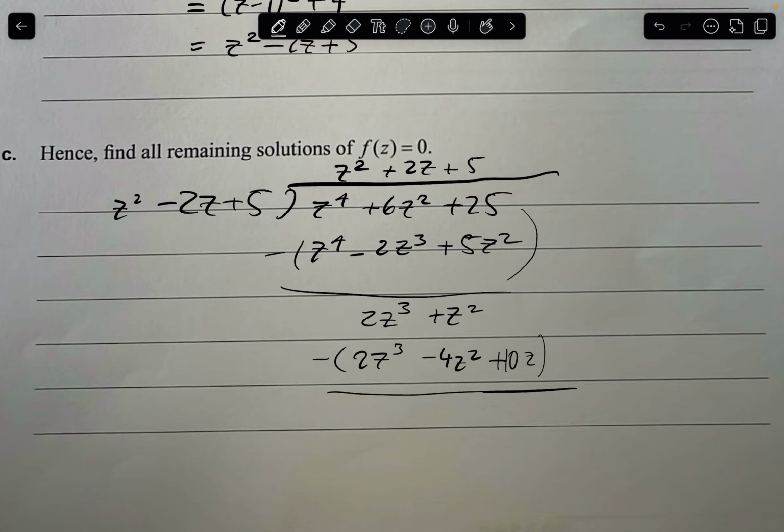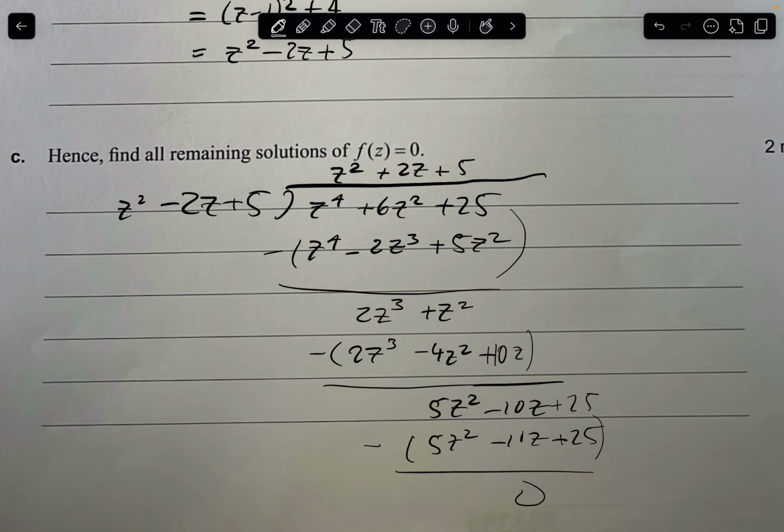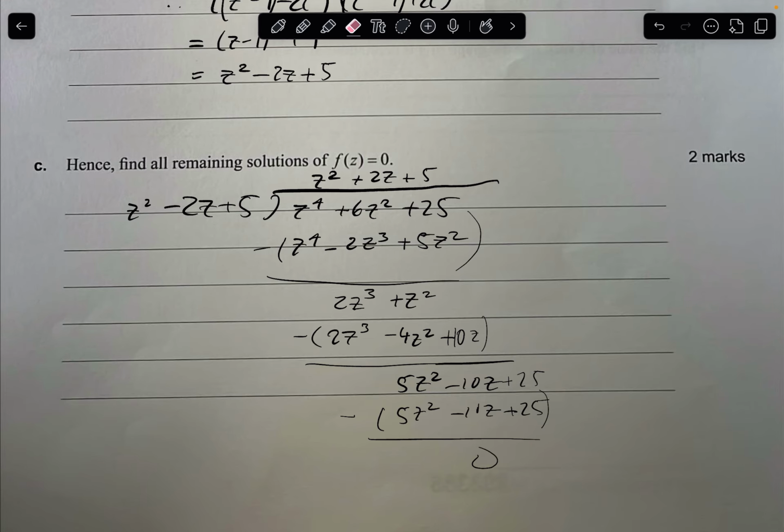And then you subtract and you get 5z squared minus 10z. And then the number's 5 and you get 5z squared and then plus 25. 5z squared minus 10z plus 25, which gives you 0. So z squared plus 2z plus 5 is a factor. And you can solve that equals 0.